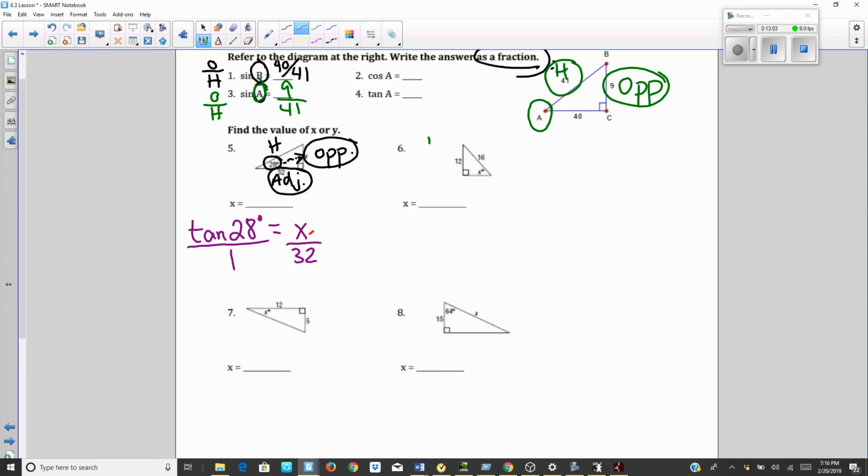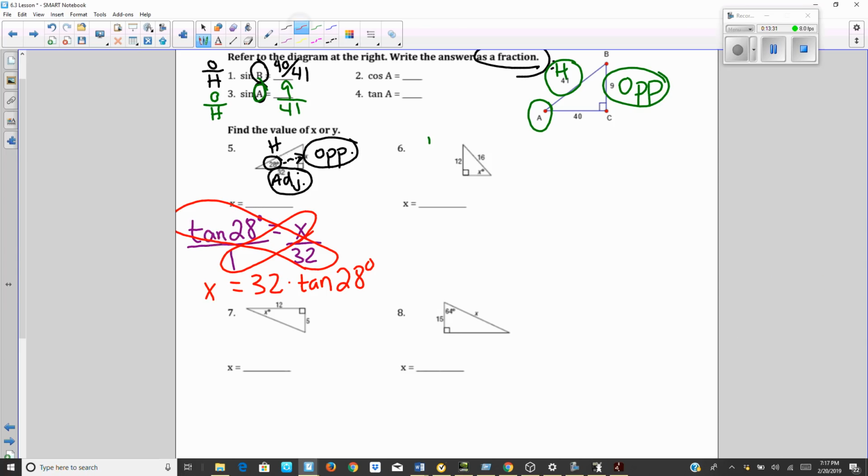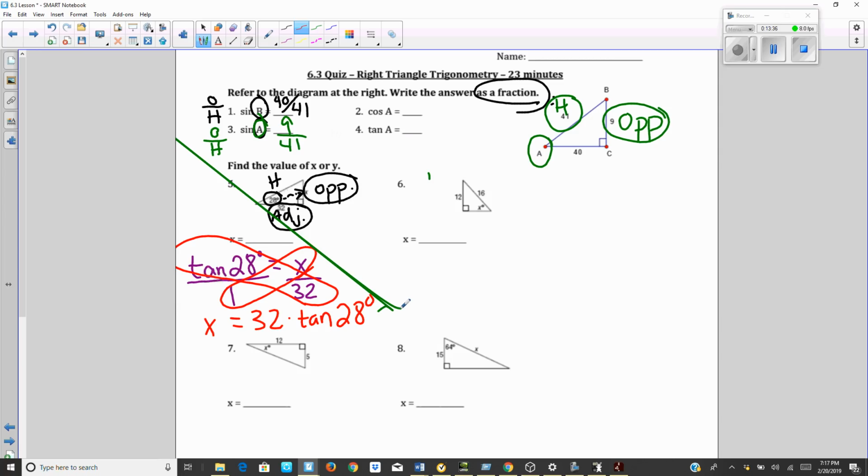And of course, just cross multiply to get your answer. A little bit easier when x is on the top. So the last one we'll do is where x is on the bottom. So type in 32 times the tangent of 28. We get 17.01. I'm pretty sure that was the first example we did in class. That's okay.